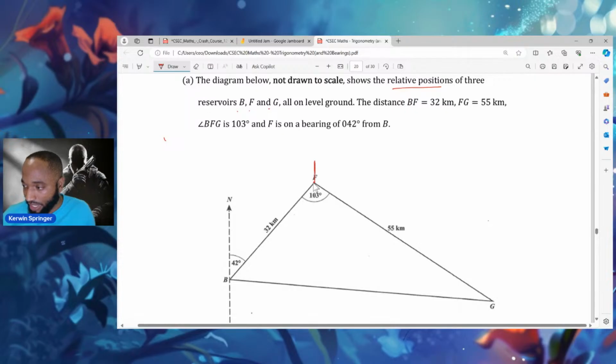Watch it out of the way there, Mr. F. We'll draw a little knot here. And what we're looking for is this whole thing coming down, because you have to go clockwise. And include that 103. That's your bearing there.